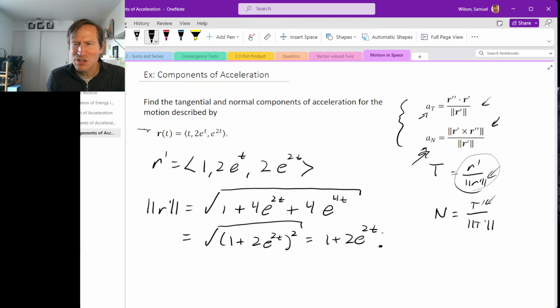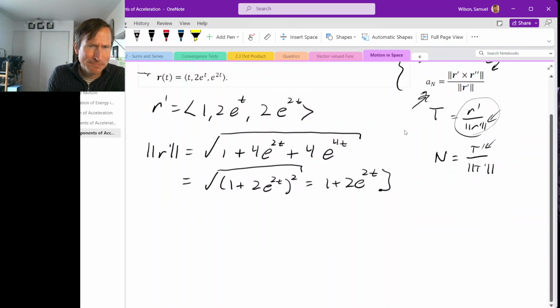But you'll see that as we do the rest of the calculation, nowhere in computing these two formulas do we ever differentiate the magnitude of r prime. So even if this nice simplifying didn't happen, the square root wouldn't be causing us a bunch of trouble because we're never differentiating a magnitude.